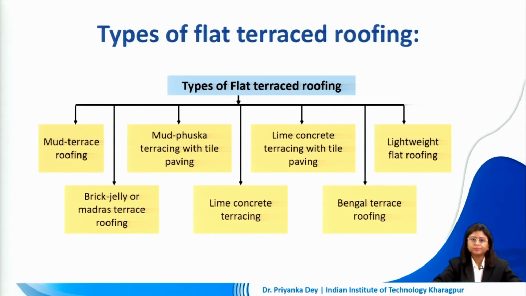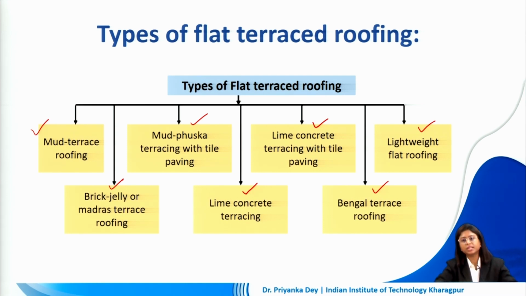The first type that we can use is the mud terrace roofing. As the name suggests, adobe is involved in its construction, followed by the brick jelly or Madras terrace roofing, the mud phuska terracing with tile paving, followed by lime concrete terracing and lime concrete terracing with tile paving. Bengal terrace roofing is another type, followed by lightweight flat roofing.